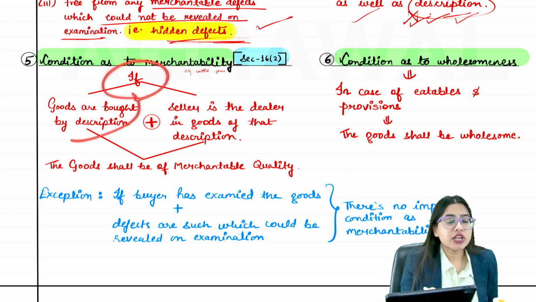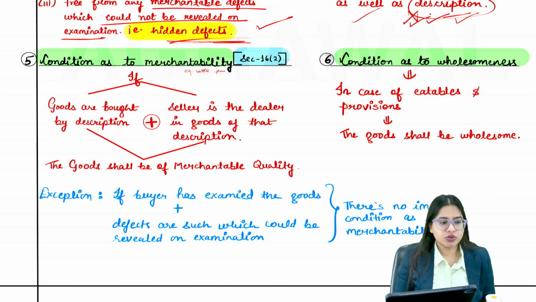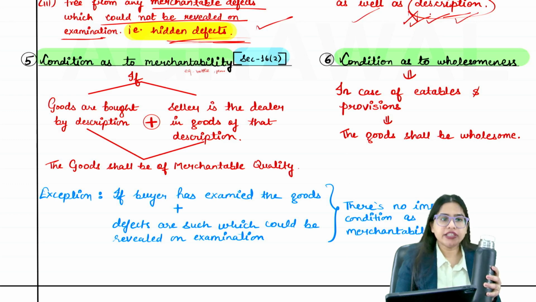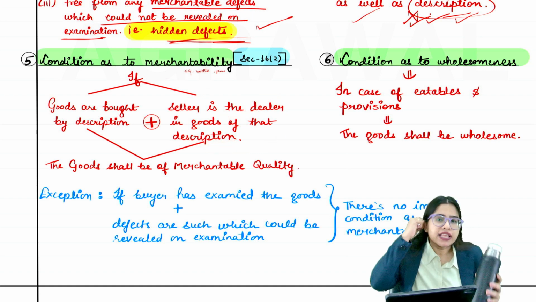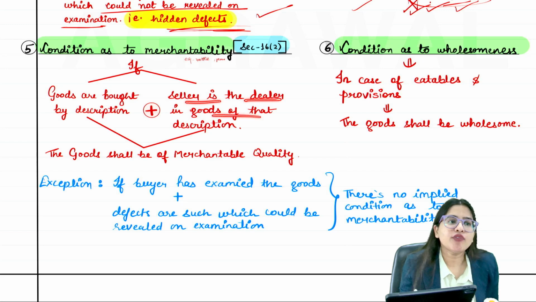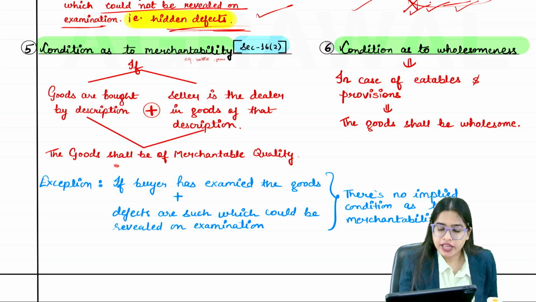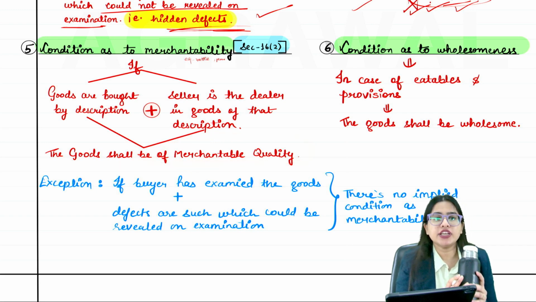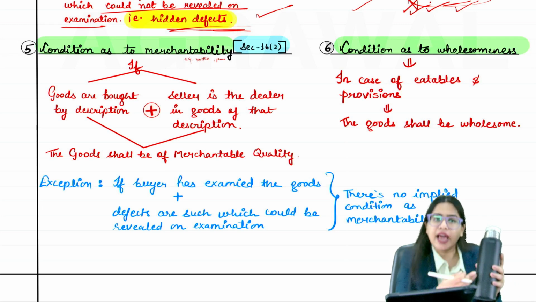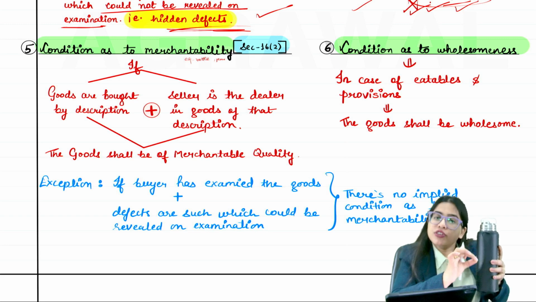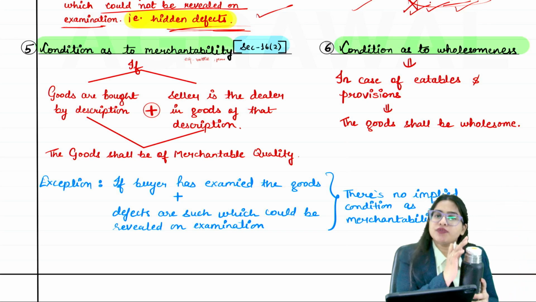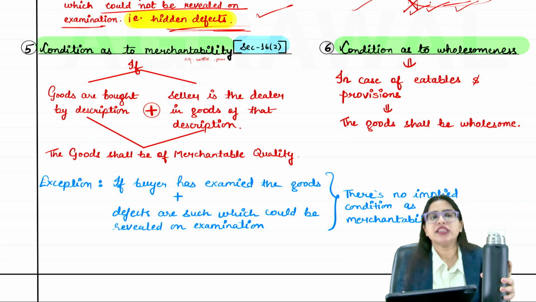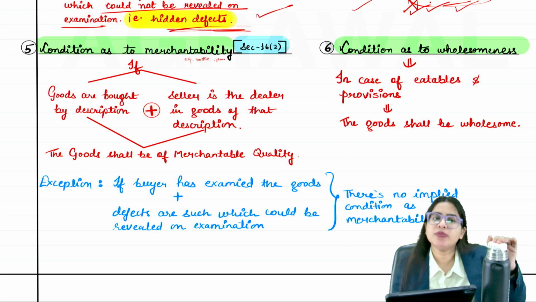And if the goods are bought by description, let's say I describe the goods, I need a bottle of 1 liter to hold, let's say, water, and the seller is a dealer of goods of that description, means the seller deals with bottles, then the goods should be of merchantable quality. It should be usable. It should be free from defects. Are you understanding? Let's say there is a crack in this bottle from which water is leaking. So we will say that it is not of merchantable quality. Merchantable quality means free from defects, usable. Are we clear with this? So there is an implied condition that goods should be of merchantable quality.